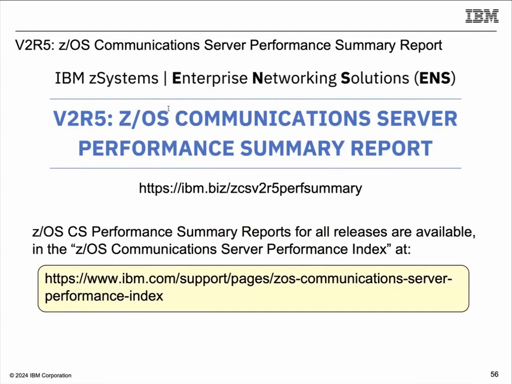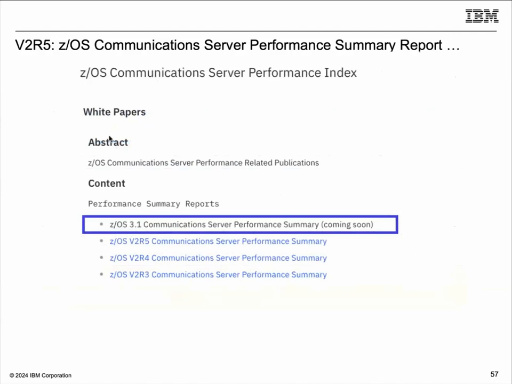Well, it's coming. As a matter of fact, if you go to the link at the bottom of the page, you'll see this, and this lists all the performance summaries we had for the various releases we've shipped. You'll notice that the 3.1 still says coming soon. Coming soon in this case is very soon. We expect this to be published sometime in the next couple of weeks. So if you're interested in this, check back in a little while using the URL in the previous chart, and you should be able to get the report at that time.